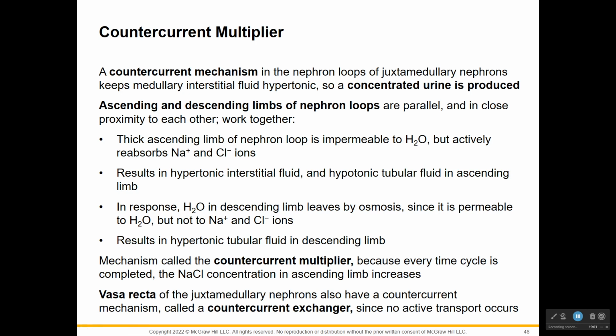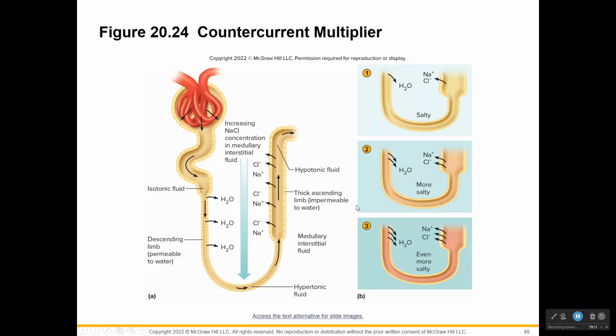So the vasa recta, that's a word you want to know, also has a countercurrent mechanism, but it's called the countercurrent exchanger because they don't use active transport, they're just using passive transport. So let's try to look at this countercurrent multiplier. Notice this ascending limb is thicker and it's permeable to chloride and sodium.